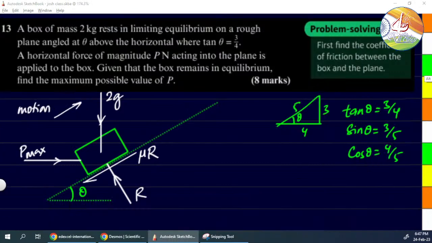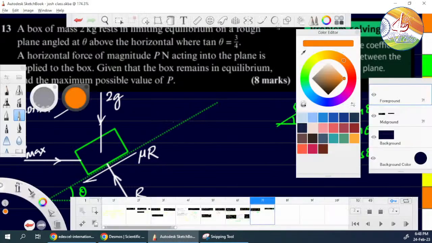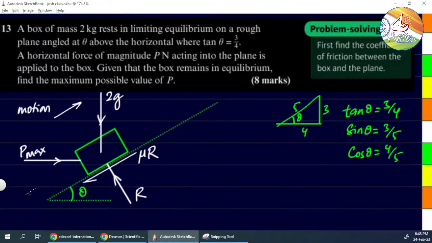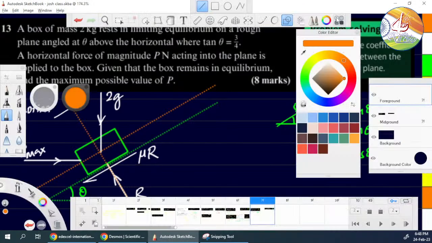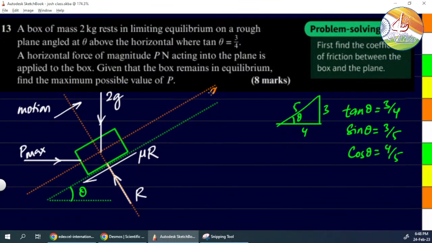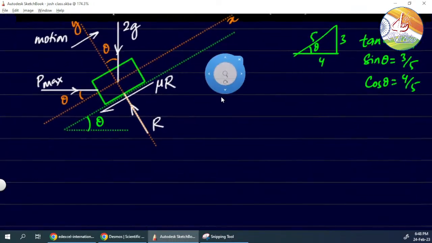Now we have to take our x and y axes. Let's take this as the x axis and this as the y axis. This angle will be the same as theta, and the same way this angle here will also be theta. So this is our diagram, and we have to start solving it. Ready? Let us start with sigma y components.